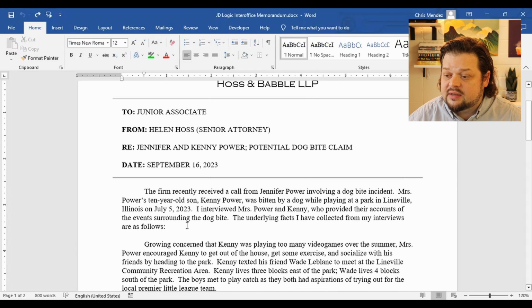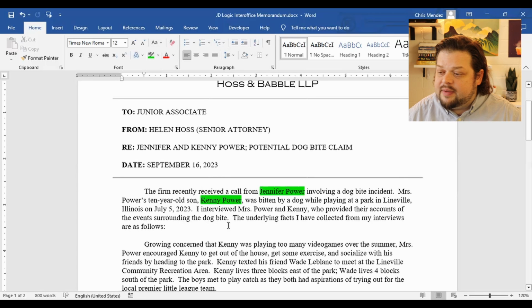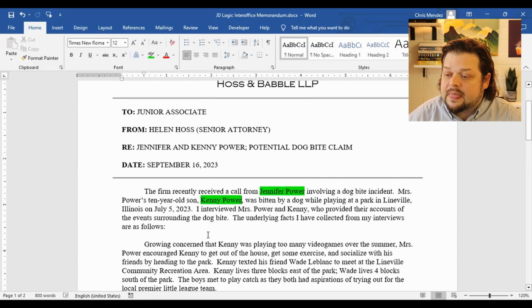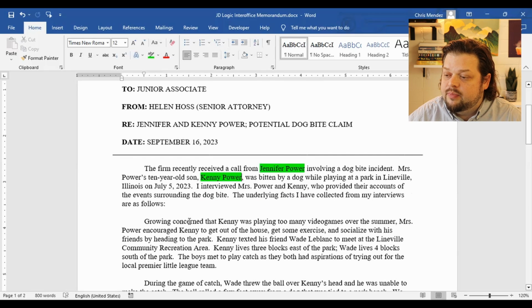Okay, the firm has recently received a call from Jennifer Power. Let's just make sure we got all of our people here. Involving a dog bite incident. Mrs. Power's 10-year-old son, Kenny Power, was bitten by a dog while playing at a park in Lineville, Illinois on July 5th, 2023. I interviewed Mrs. Power and Kenny, who provided their accounts of the events surrounding the dog bite. The underlying facts I have collected from my interview are as follows.